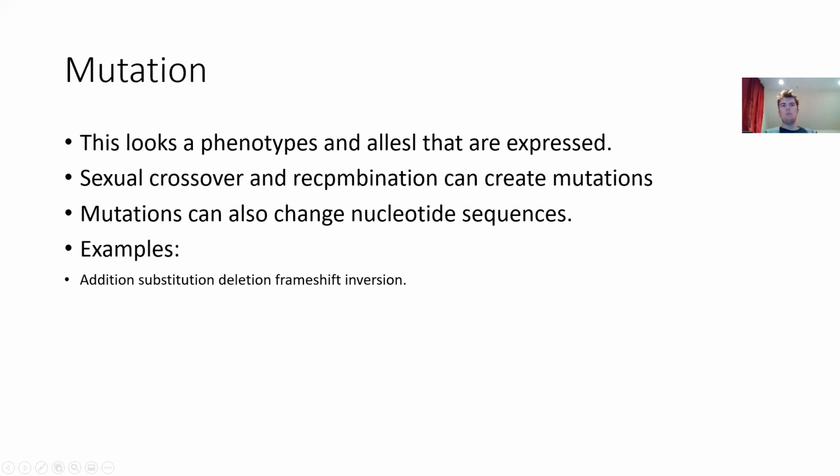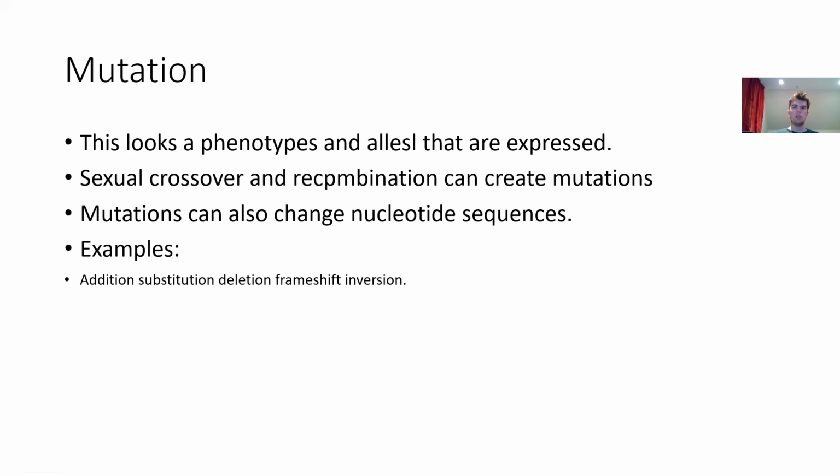So first of all, we're looking at mutation. This looks at phenotype, and all alleles that are expressed. So factors that must happen: sexual crossover and recombination create mutations. This is because fragments of genetic material are being crossed over, and obviously mistakes can be made when this occurs. Mutation can also change the nucleotide sequence, which we'll look at later in greater detail.